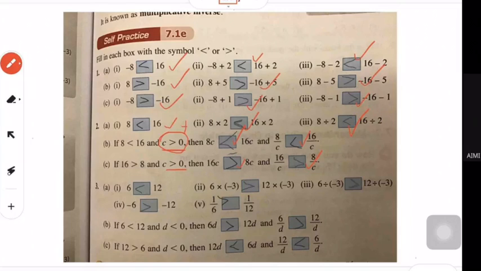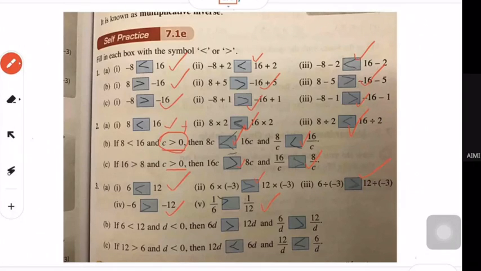Okay, for number 3. You have 6 is less than 12. And then you multiply negative 3 on both sides. So the symbol will change. The symbol changes. Here you divide negative 3 on both sides, the symbol changes. Okay, negative 6 is greater than negative 12. And then how do we get 1 over 6? This one just flip it.